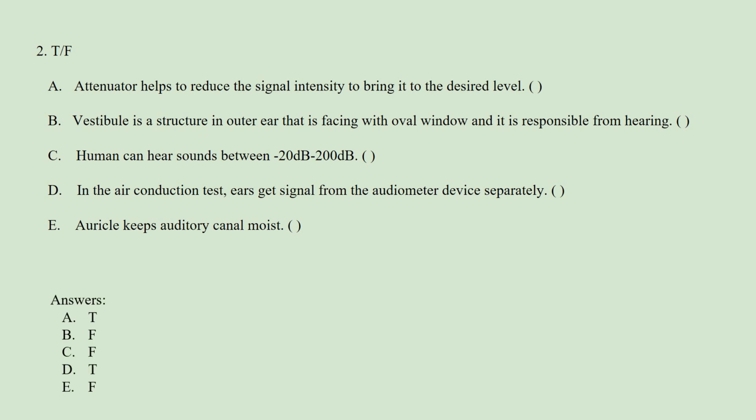B is false because vestibule is a structure in the inner ear that is facing the oval window and it's responsible for hearing. C is also false because humans can hear sounds between -15 and 140 decibels. And E is false because endolymph fluid keeps the auditory canal moist.